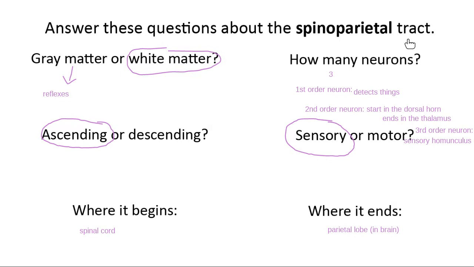How do we feel about our tract question here? The tracts of the spinal cord. Okay. Well, let's move into special senses then.